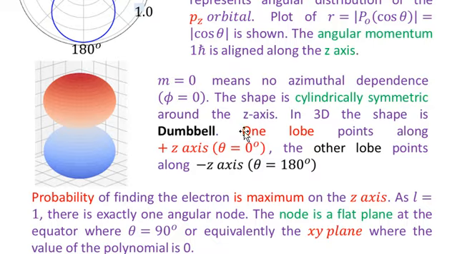In 3D, the shape is dumbbell. You can see that here two dumbbells are actually shown. So this is actually one dumbbell along the z-axis. So in three dimensions, the shape is one dumbbell. One lobe points along the positive z-axis, along the theta is equal to 0 direction. The other lobe points along the minus z direction, that is along the theta is equal to 180 direction.